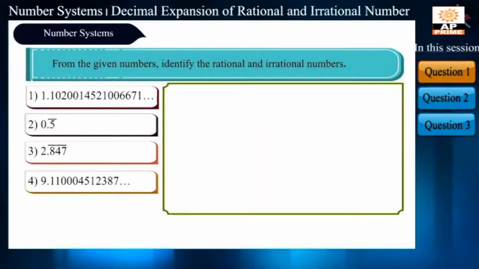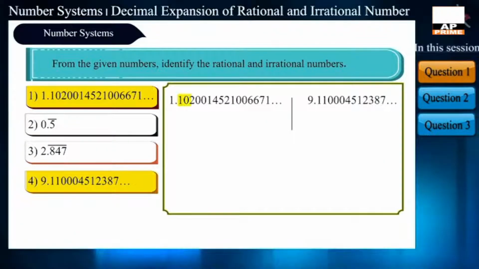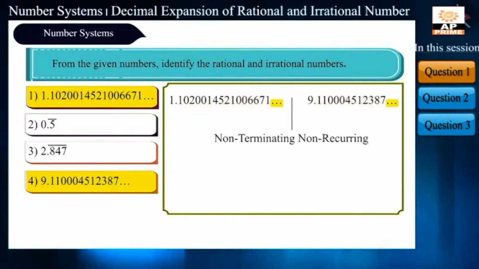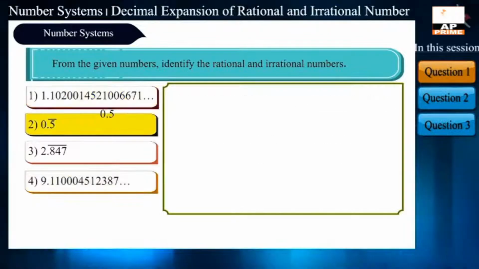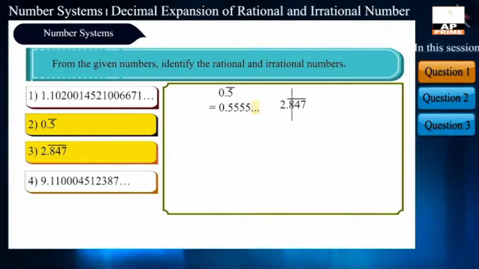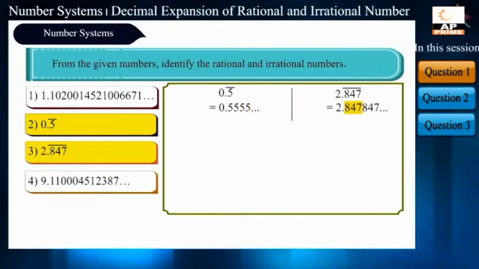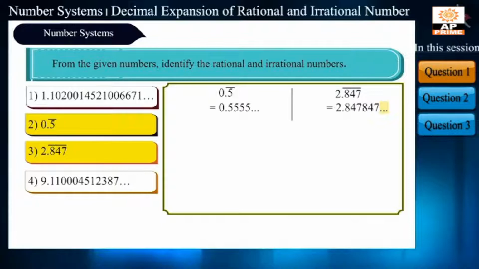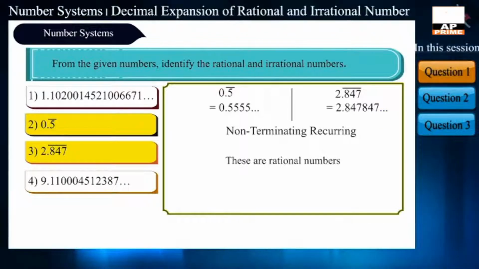In these, in the first and fourth numbers, no digit or group of digits are getting repeated after the decimal. And the series of points next to them shows that they don't end, that is, they are both irrational numbers. In the second number, the bar above 5 indicates that 5 is being repeated here. And in the third number, the group 847 is repeating after the decimal. Therefore, they are both rational numbers.